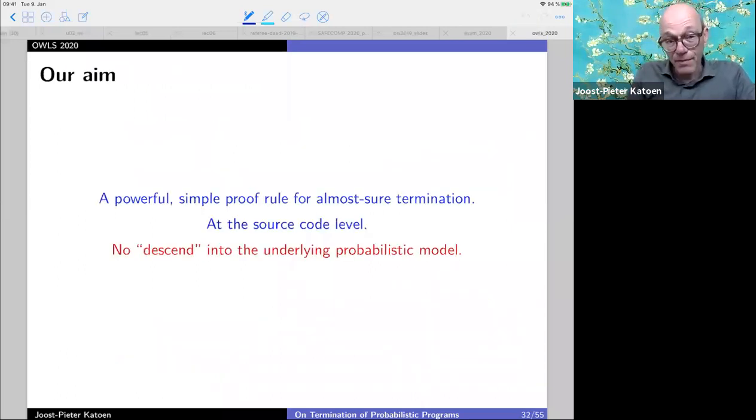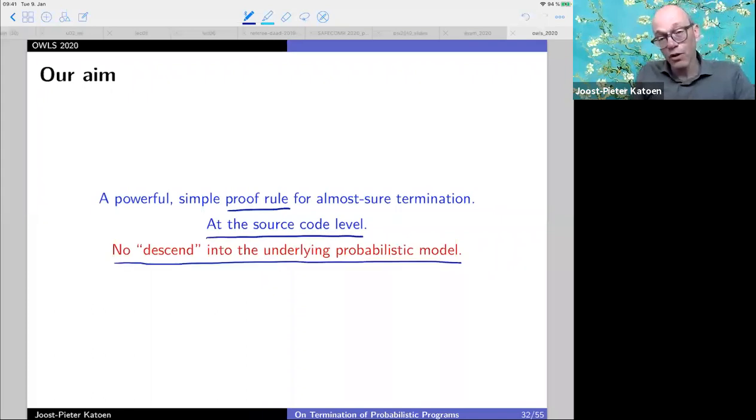So what is the aim that I would like to show? I don't want to look at the Markov chain of a program. Of course, every program has, let's say, an underlying Markov chain. But I would like to have a proof rule at the source code level. So in particular, I do not want to reason about the underlying probabilistic model such as a Markov chain. And the question is, are we able to achieve such a proof rule?